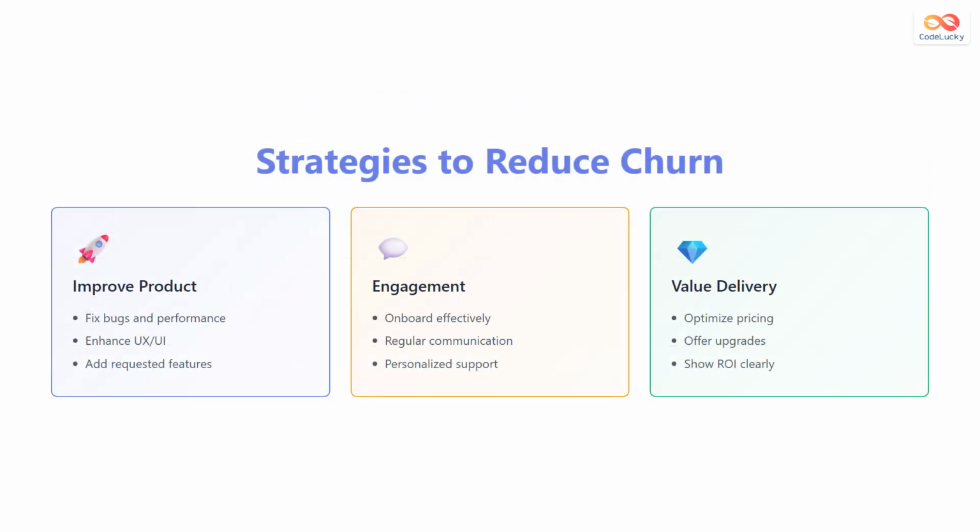To reduce churn, focus on 3 key areas. Improve your product by fixing bugs, enhancing performance, improving the user interface and experience, and adding features customers request. Increase engagement through effective onboarding, regular communication, and personalized support so customers feel valued. Finally, deliver clear value by optimizing your pricing, offering upgrades for different user needs, and clearly showing customers the return on investment they get from your product.